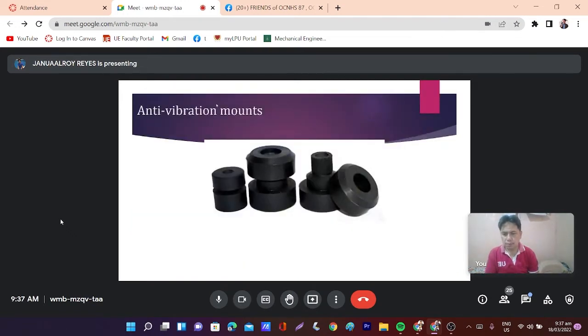Yung anti-vibration mounts are made up of rubbers. Usually, combination ito ng rubber sa ibang materials, which makes it a good mount para ma-prevent yung masyadong pagyugyug ng mga machine. And napaka-effective niya para sa vibration absorption. Kinakabit siya sa machine para hindi mauga yung machine.